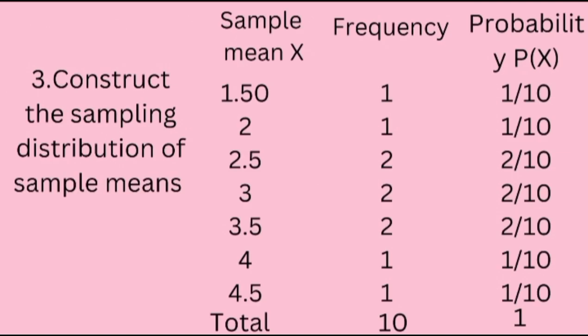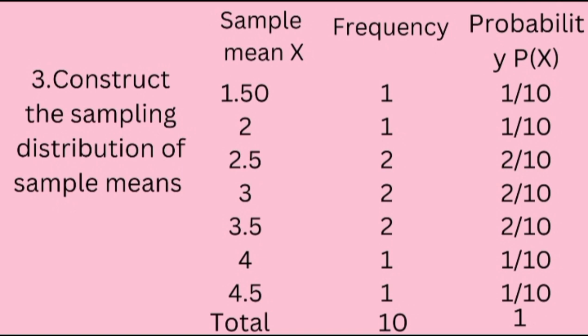Step 3. Construct the sampling distribution of the sample mean. We have the data that we need from step 2: the possible outcomes of sample size 2 that we draw from this population and the mean of each sample. Now let us construct the sampling distribution of sample means. The first column is the sample mean. Actually, this is the value of the random variable X, which is represented by the sample mean.